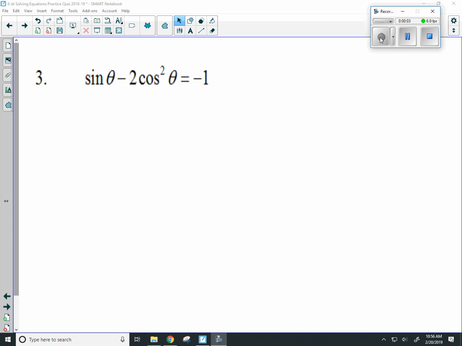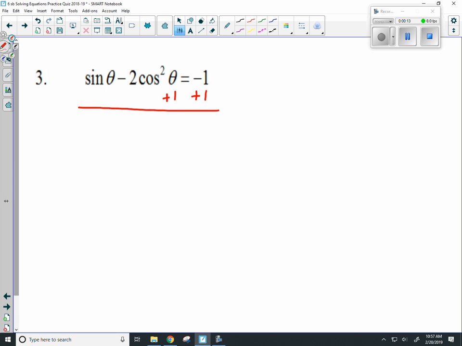Right, for number 3, we need to first start by setting it equal to 0. So if I add 1 over, and then maybe you might want to rearrange it so that the powers are in order. So if you do that, we're going to put that -2 cosine squared theta out front, that sine theta next, and then plus 1 is equal to 0.